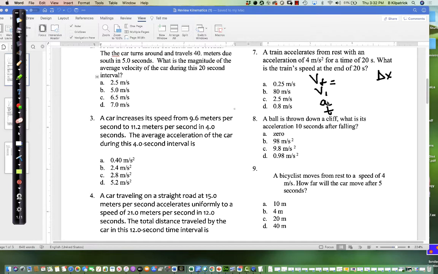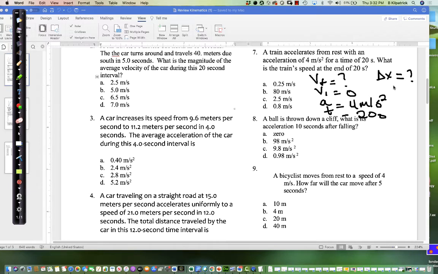Do we know the final velocity? No. Okay. What's our initial? 0. Can you grab that? Acceleration. All right. Time. 20 seconds. Okay. We also do not know displacement.